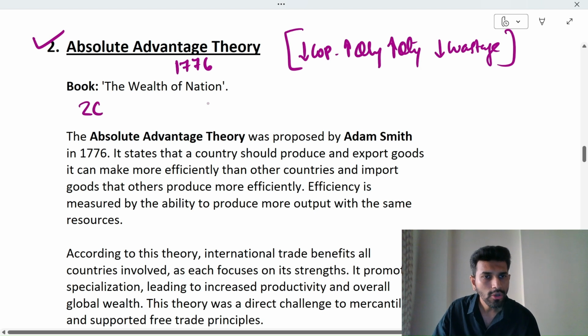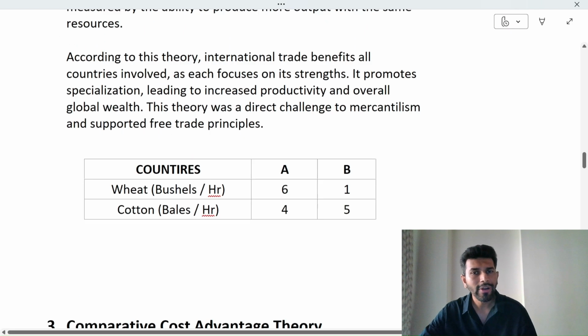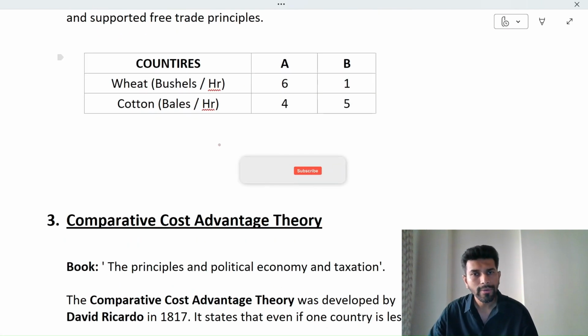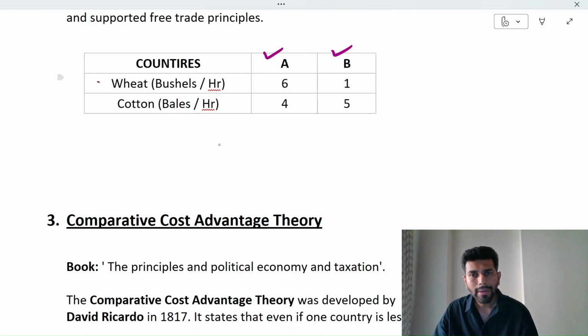This theory involves two countries and two commodities. That's why it is called the 2 by 2 model. For example, there are two countries involved, country A and country B. If country A produces wheat at 6 bushels per hour and country B produces wheat at 1 bushel per hour, country A produces cotton at 4 bales per hour and country B produces cotton at 5 bales per hour.